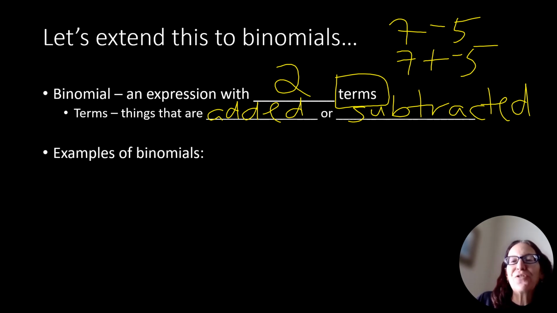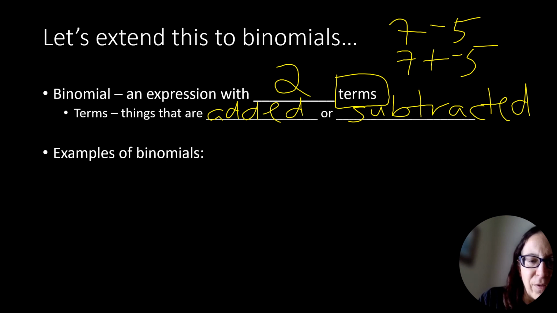Okay, so factors are things that are multiplied, terms are things that are added, but we usually don't change the minus to a plus negative. So a lot of times when we talk about it, we'll say added or subtracted. So here are some examples of binomials.